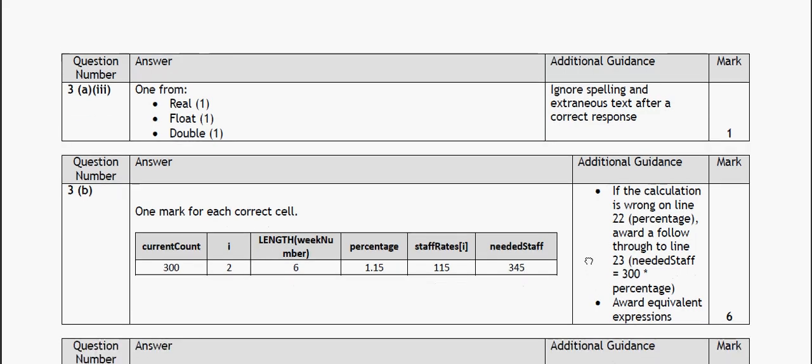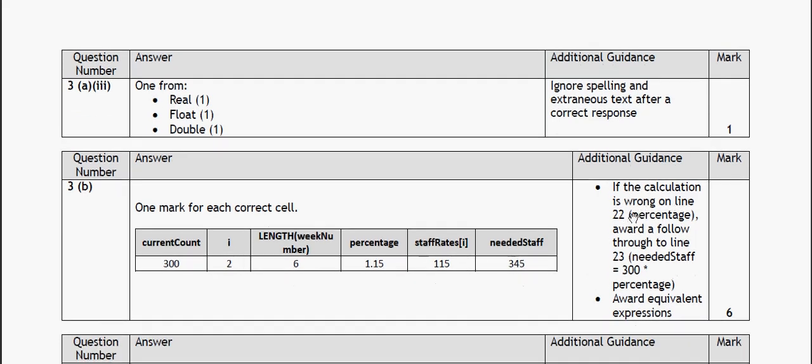Now notice that it does say if the calculation is wrong on line 22, i.e. the percentage, then do award a mark. So if you get this one wrong, but you used your percentage to work out this, you would get needed staff correct, okay? So then they don't want to penalise your maths if your thinking is there, okay? So just take that on board as well.